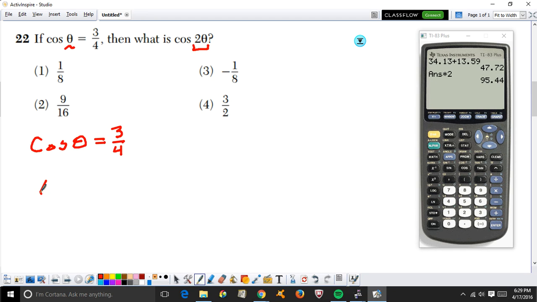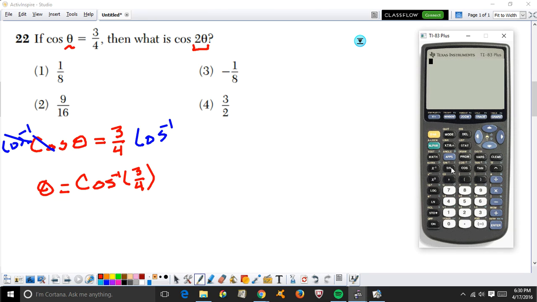3/4. Now, to solve for theta, we find the inverse. Now, how do we get that? You gotta remember that to solve for theta, we multiply by the inverse to both sides so they can cancel out. So now we want to find out this. What is the inverse cosine of 3/4? So for that, use second cosine, 3 divided by 4.